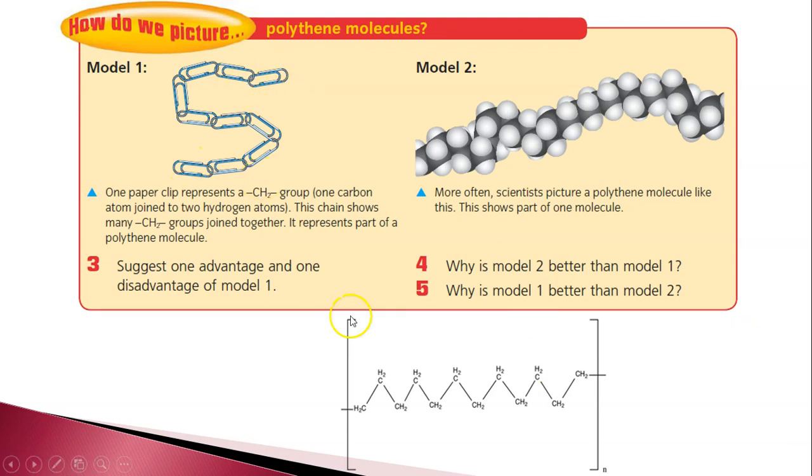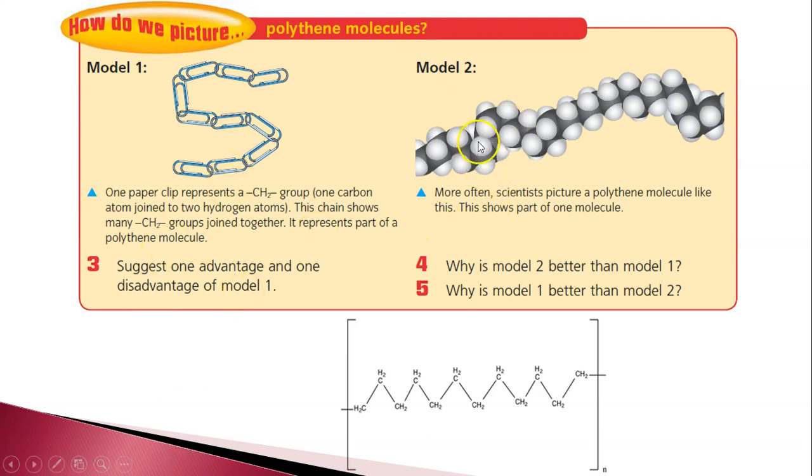Each CH2 group is one carbon atom joined to 2 hydrogen atoms. This chain shows how many CH2 groups join together. Each paper clip represents a CH2 and they are combined together. It represents a part of a polythene molecule. It is only a part of the molecule, okay? It is not the full thing. The full thing would be too long. There will be hundreds of atoms inside it.